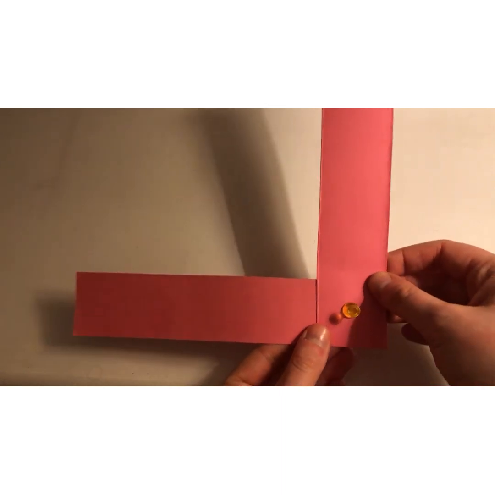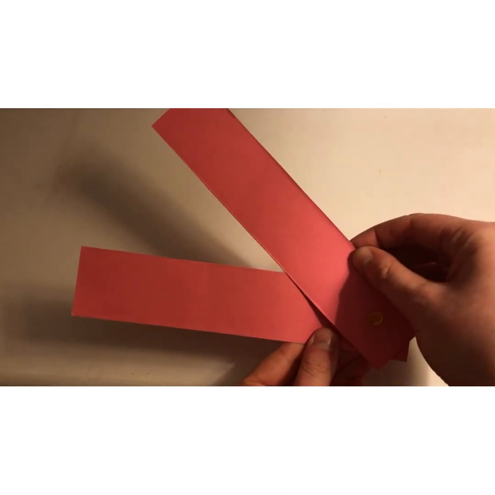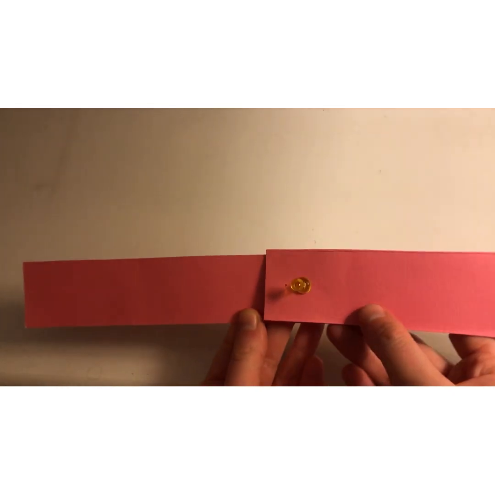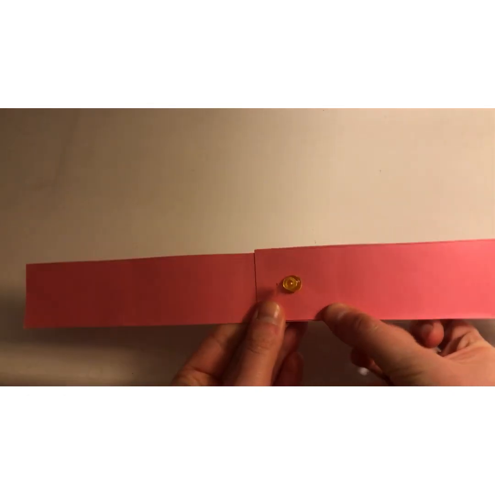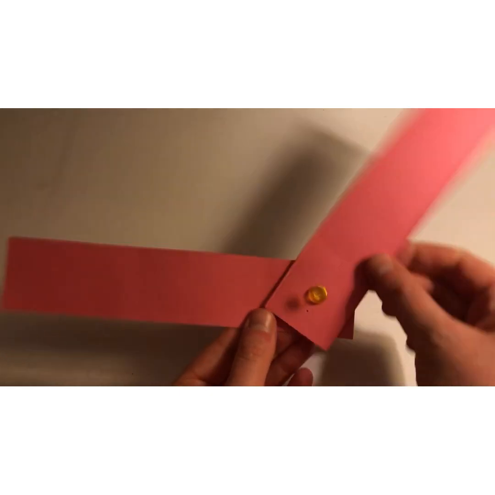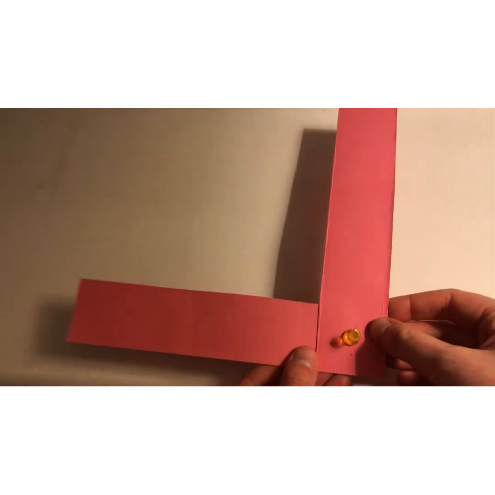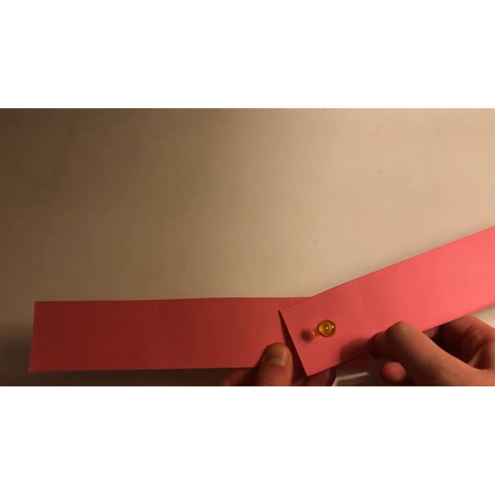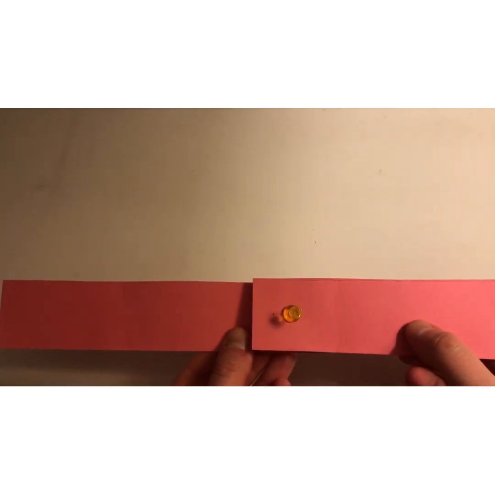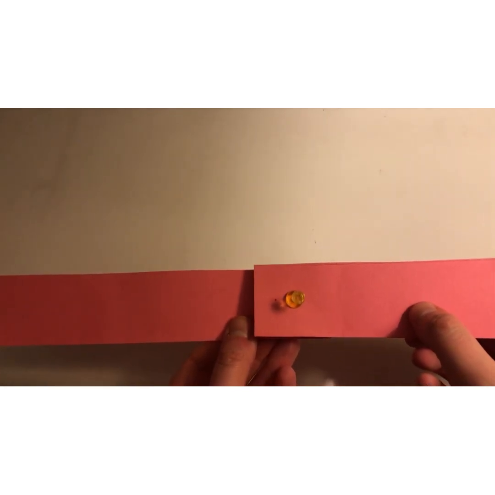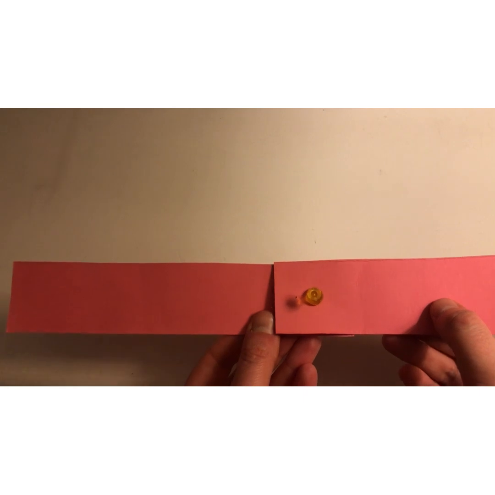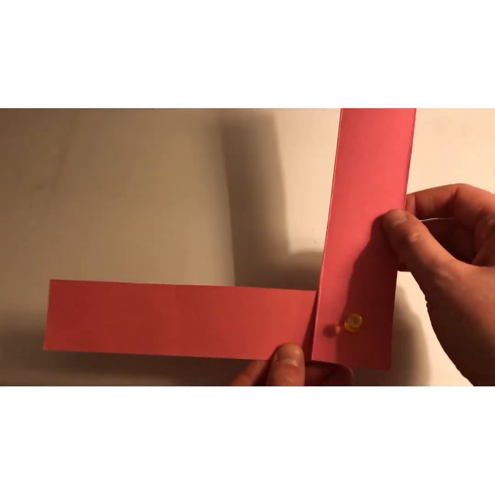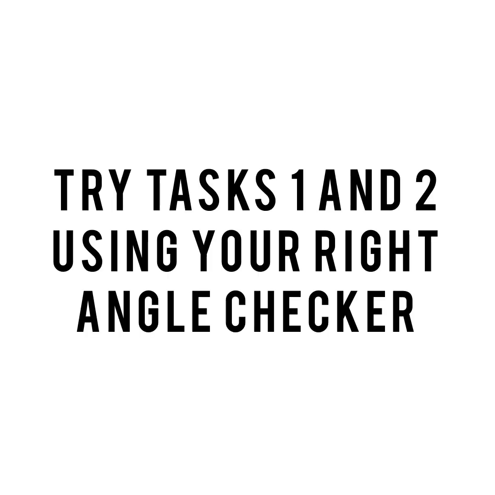Right angles, they are 90 degrees, I said acute angles. Less than 90 degrees, I said obtuse angles. More than 90 degrees and a straight line is 180. The angles are right, acute, obtuse.